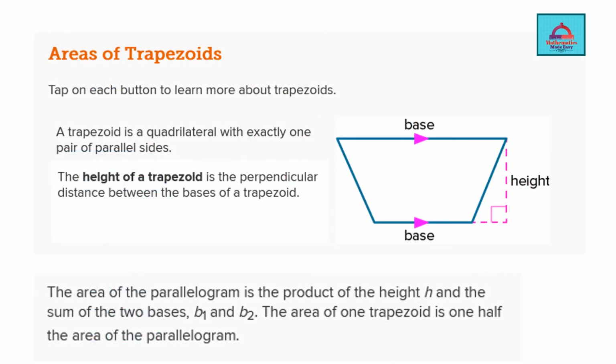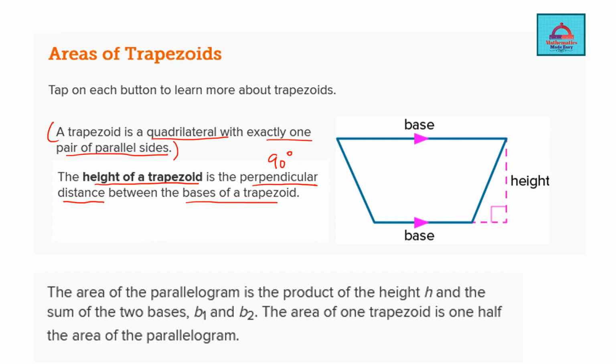Let's now move to the second learning objective, where we are looking at a trapezoid or a trapezium. As you can see, it has exactly one pair of parallel sides. A trapezoid is a quadrilateral where exactly one pair of parallel sides is possible. We've already discussed this. And the height of the trapezoid is the perpendicular, meaning 90-degree, distance between the bases. One base is here, one base is here. The perpendicular distance lying inside the trapezoid at a 90-degree angle to the base is the height.